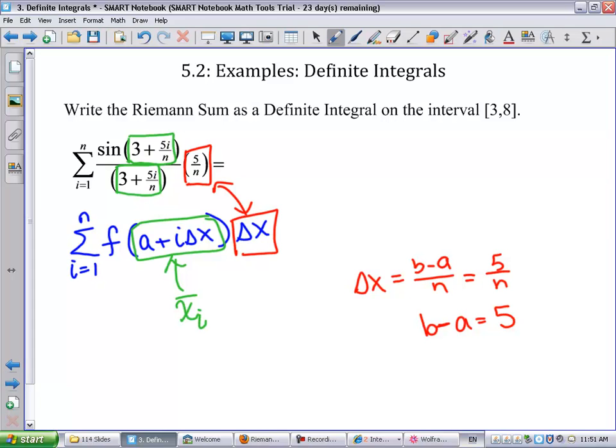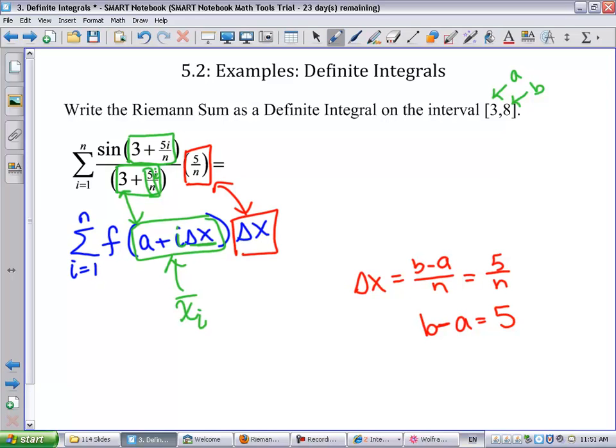So if those match up, that would mean it looks like maybe 3 is a, and b is supposed to be 8. So 3 and a match up. And then the i's here match up, and the delta x matches up with 5 over n, which is what we already said it should be. So that looks good, right?